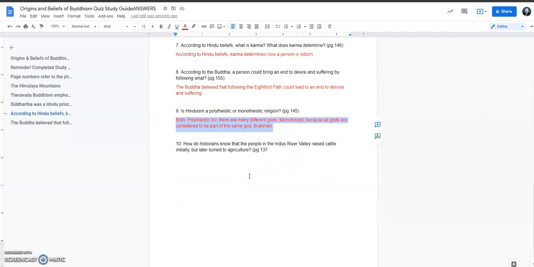Question number 10, the last question. How do historians know that people lived in the Indus River Valley, raised cattle initially, but later turned to agriculture? That would be the Vedas. The Vedas provided a record of how Indo-Aryans lived. The Vedas are very important texts that gave us insight into the life of people in the Indus River Valley. How did they live? What was their life like? What was their religion like? Gave us all kinds of insights.